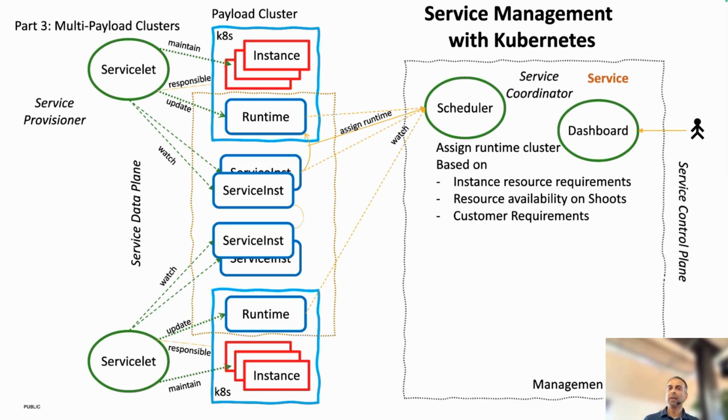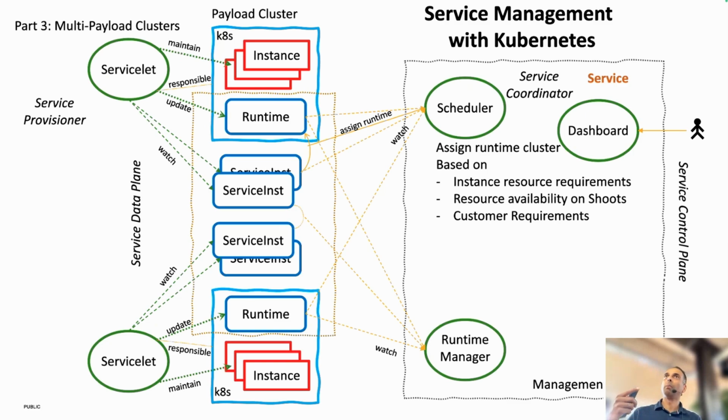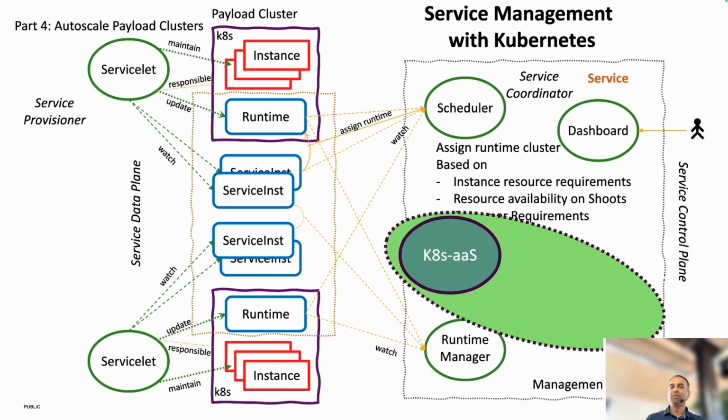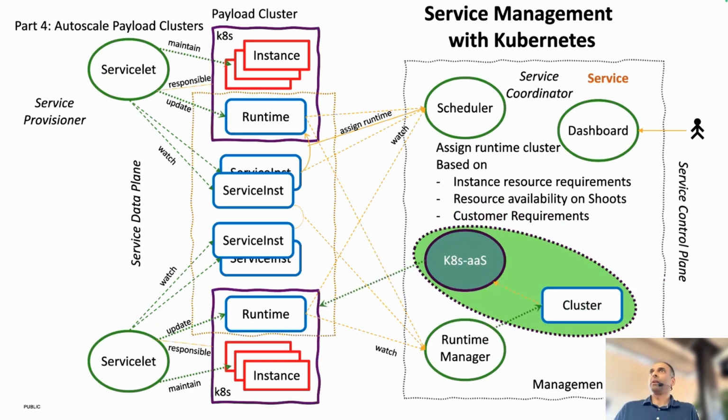So there's actually some more things that you can now do, because now you have information in that runtime object. You know how many instances are running. Is that Kubernetes cluster full? Do I need another one? So you can add a runtime manager as an additional controller, which then, if there's no more Kubernetes cluster available, or there's no Kubernetes cluster in the region where you want that payload to run, it can actually go in and order a new Kubernetes cluster using a Kubernetes as a service. Yeah. Okay. And then configure the servicelet and so on.